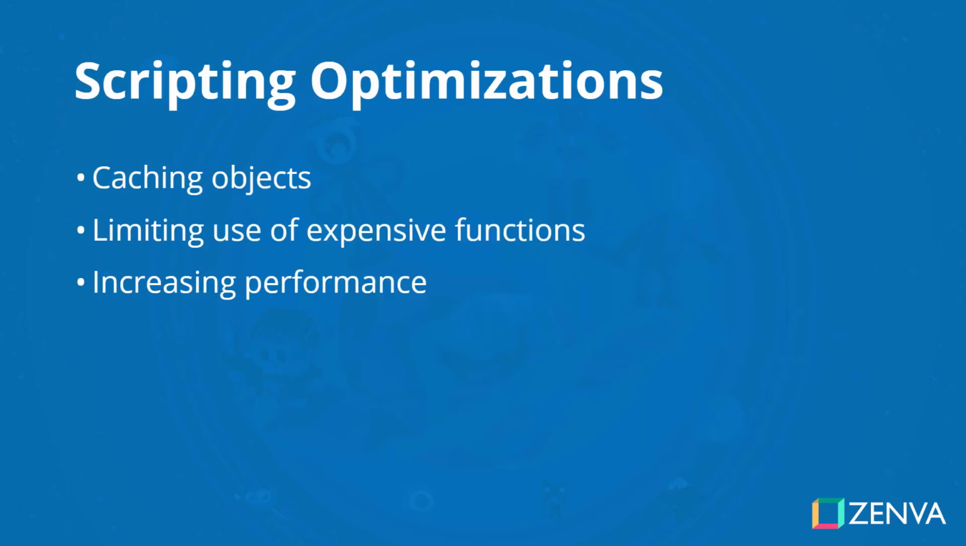We'll also go over a number of different scripting optimizations, talking about caching objects, limiting the use of expensive functions, and overall increasing performance within your scripts, as there are many different potholes that people can fall into when creating scripts inside of Unity that are not that well intended for performance.